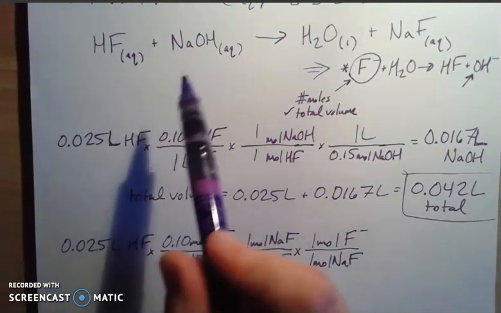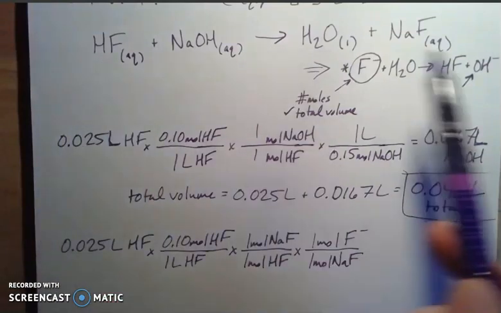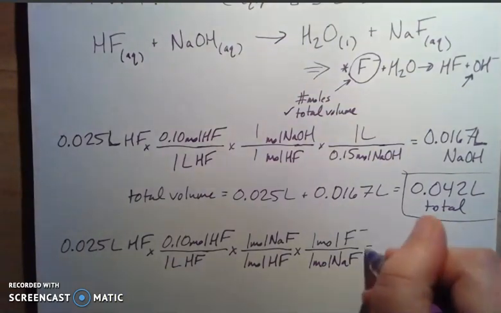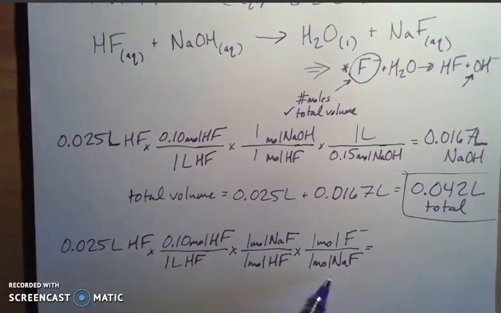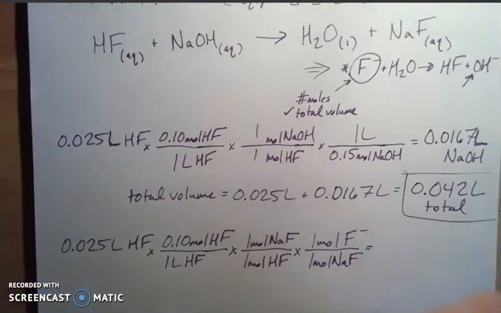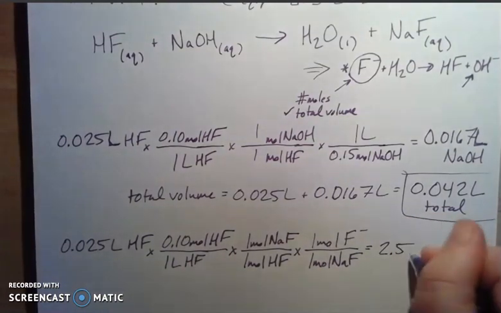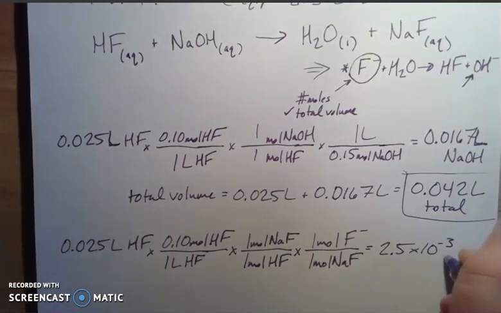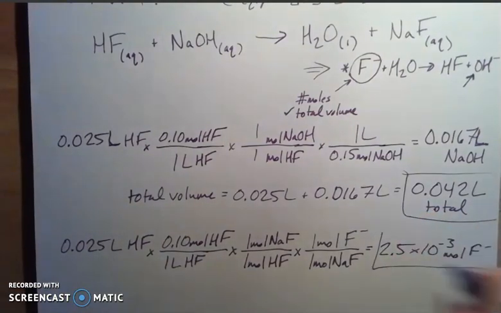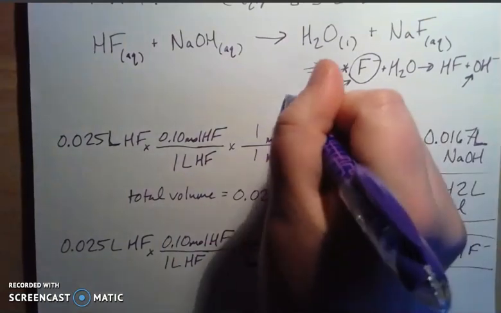And you may be able to look at this equation and just say, well, this is 1 to 1, this is 1 to 1, this is 1 to 1, so all these conversions could kind of work themselves out. But it's good practice with dimensional analysis to make sure that we're getting an answer in units that we're looking for. In this case, again, we're looking for the number of moles of fluoride. So when I plug and chug through that, I get 2.5 times 10 to the negative third moles of fluoride. And we're looking at the 2 sig figs along the way. So that's this part. All right.